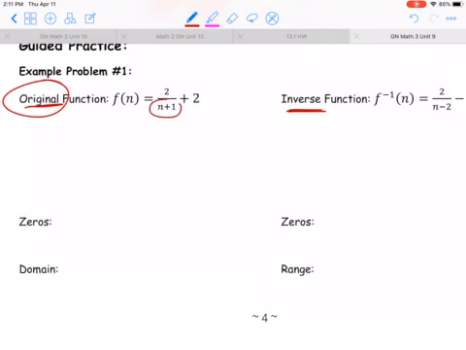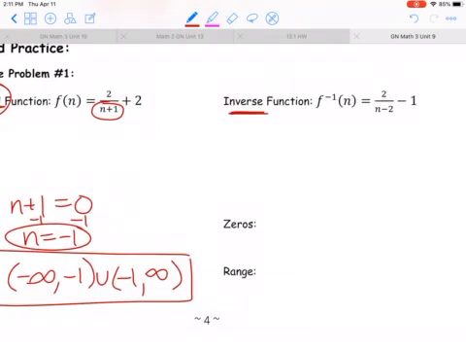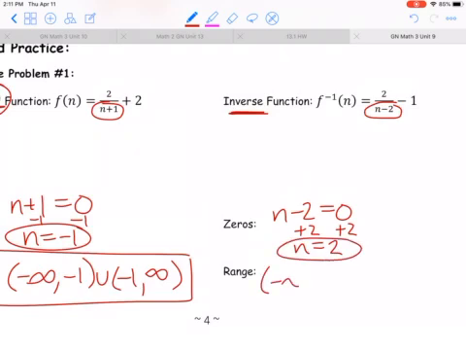So we have a denominator here, n plus 1, and we say equals 0, we solve it, subtract the 1, we get n equals -1, but that's not our answer, we got to put it in domain. That is our domain. For inverse, we have another denominator here with an n minus 2 equals 0, solve it, so n equals 2. That goes in our range of our original function. Okay, and that is it.